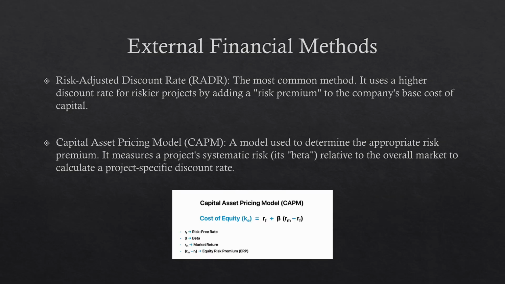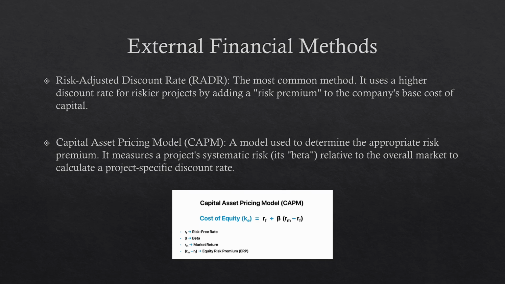In addition to internal methods, we also use external methods, which assess risk by looking at market data. The most common external method is the risk-adjusted discount rate. The logic here is simple. A riskier project must promise a higher return, so we add a risk premium to our standard discount rate. This sets a higher bar for the project to clear.